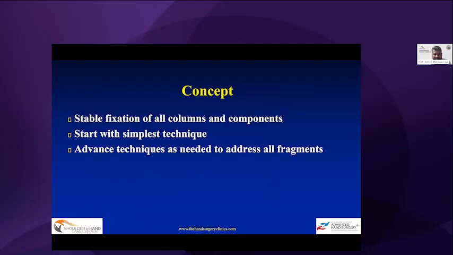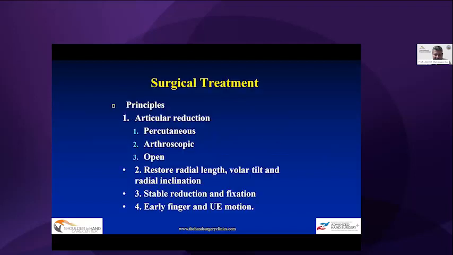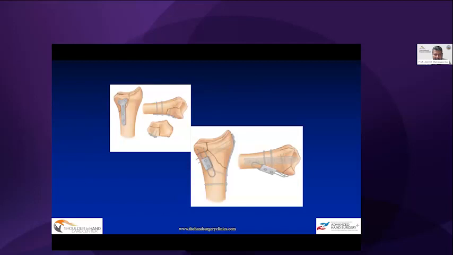The concept is quite simple, wherein we aim at achieving a stable reduction of all columns and components. And it is advisable to start with the simplest technique and then advance these techniques as needed to address all fragments. So again, the principles for surgical treatment remain quite universally standard. Articular reduction can be achieved with percutaneous, arthroscopic, or open techniques. We attempt to restore all the parameters of the distal radius, and this can be achieved by different devices that have been described.